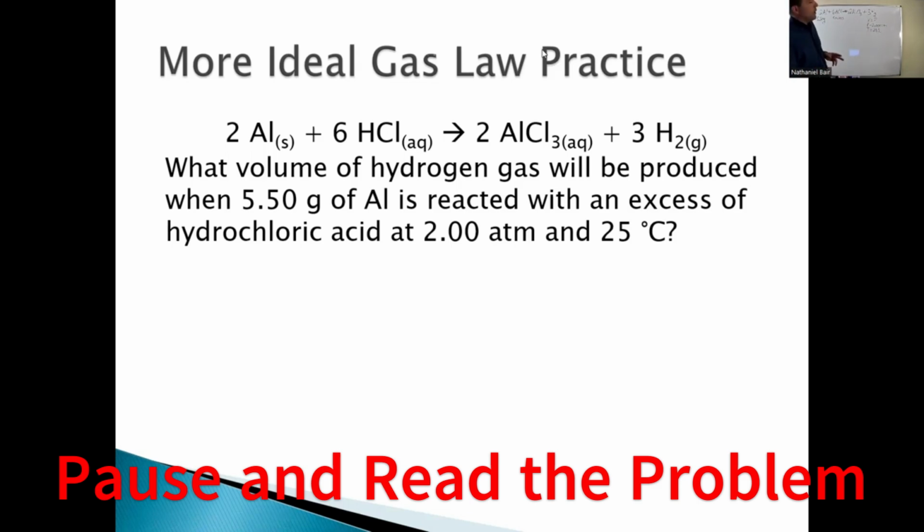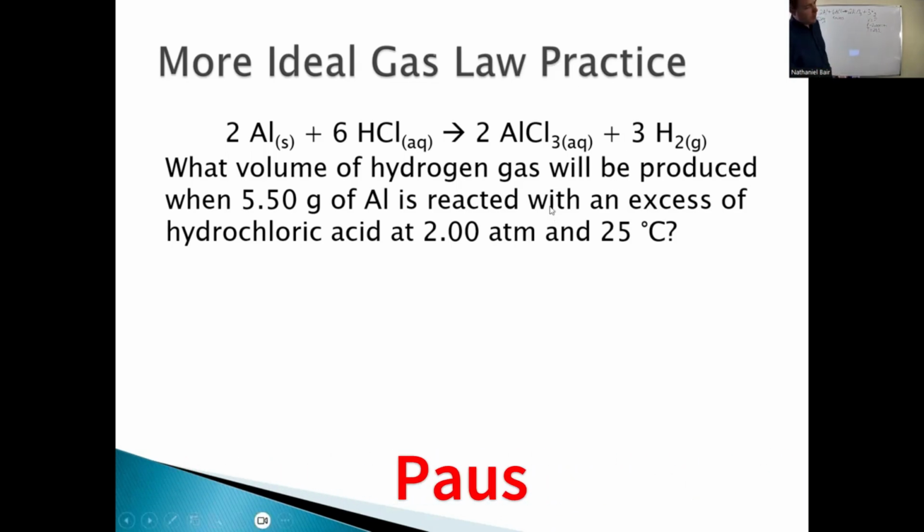I took all the information from this word problem, and this is the biggest recommendation I can give you when you get a word problem: take the information from the word problem and write down the stuff underneath each part of the chemical equation. So what volume of hydrogen gas will be produced when 5.50 grams of aluminum is allowed to react with an excess of hydrochloric acid at 2 atmospheres and a temp of 25 degrees Celsius?